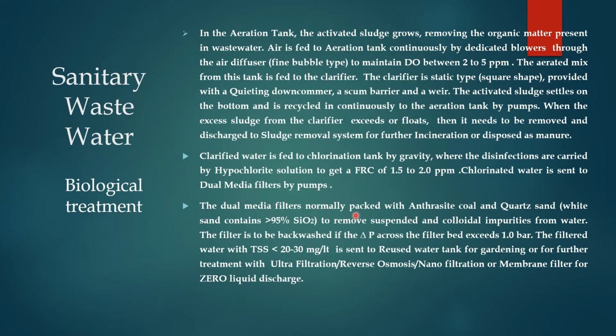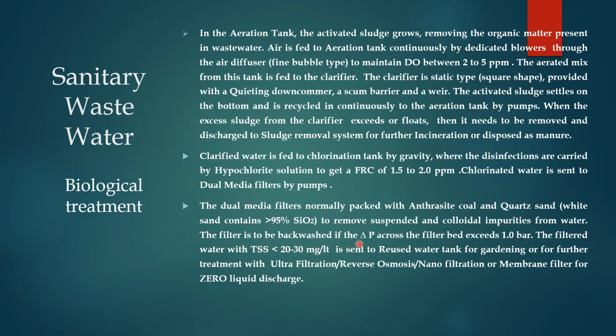The dual media filter is normally packed with anthracite coal and quartz sand. Quartz sand is white in color, and it consists of more silicon dioxide, more than 95%, whereas normal sand, which is brown in color, has a silicon dioxide content of less than 80%. So this is white in color and has more silicon dioxide. This will remove suspended solids and colloidal impurities from water effectively. This quartz sand is used to remove the TSS effectively.